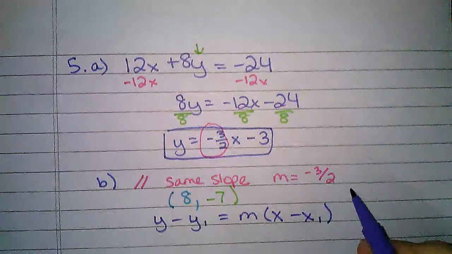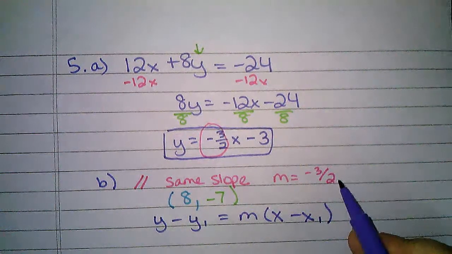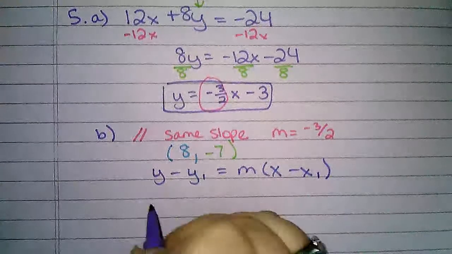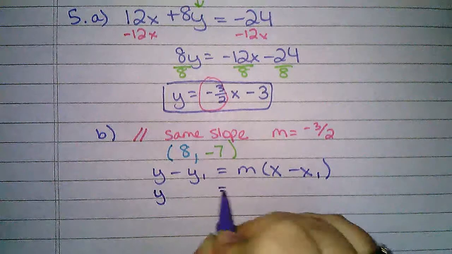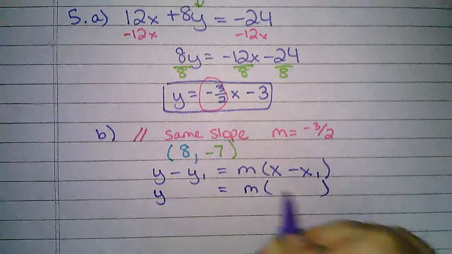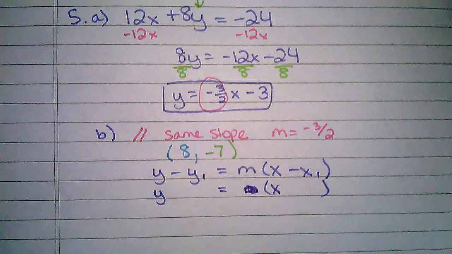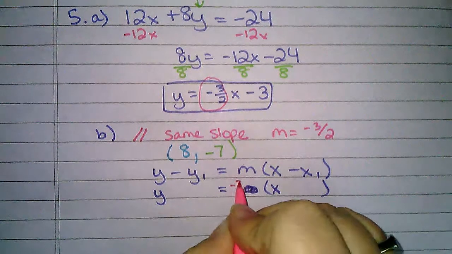Now if it had said perpendicular, remember you would have had to flip this slope over and change its sign. But since it said parallel, we just use the same slope. Okay, y, not m. And I don't have any white out, so that's just going to have to stay there. That should be -3/2.